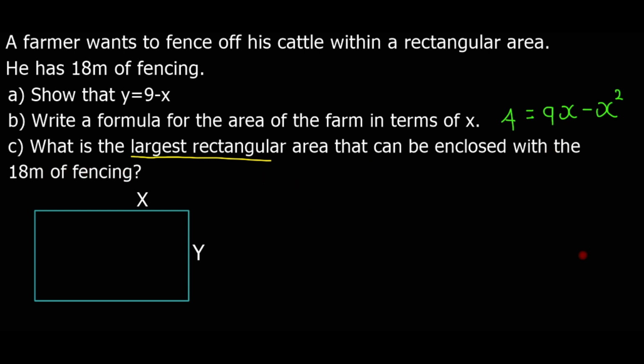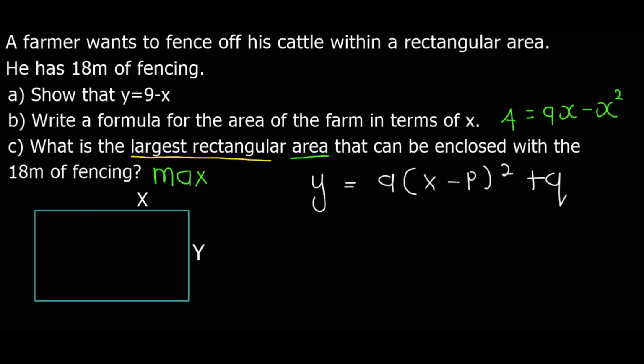What is important is when they talk about the largest, it is the same as the maximum. Sometimes a question can ask for the minimum. So when we deal with the maximum and the minimum, it's all about completing the square. Because they want the maximum of the area, what we know is that when we have an equation of a into x minus p all squared plus q, we know that this q is the maximum or the minimum.